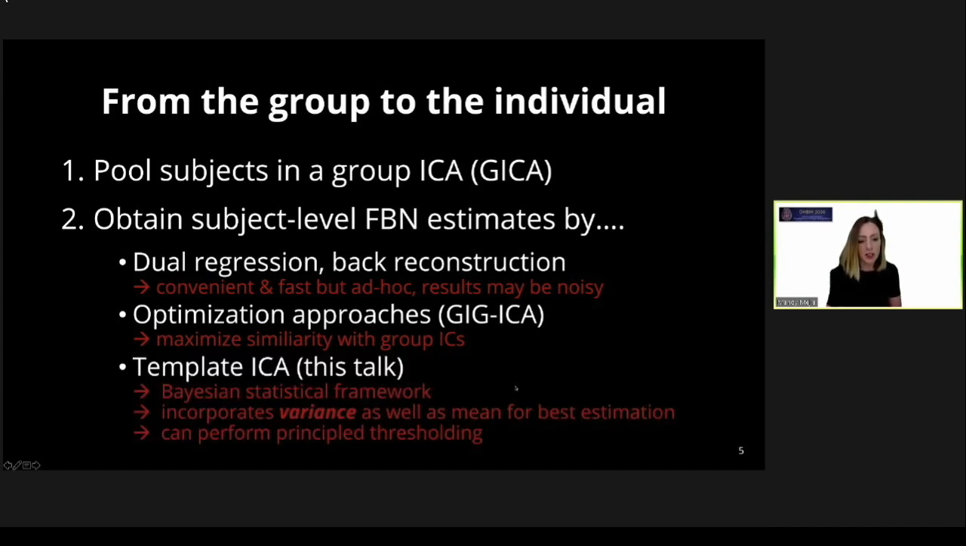So what we're proposing is template ICA, which is a Bayesian statistical framework. One of the major differences between this and existing methods is that template ICA incorporates the variance of the ICs as well as the mean represented by the group ICs. This provides optimal estimation of the subject level ICs. And because it's a statistical framework, it can be used to perform principled thresholding for visualization or quantification of the size of the networks through an inference procedure.